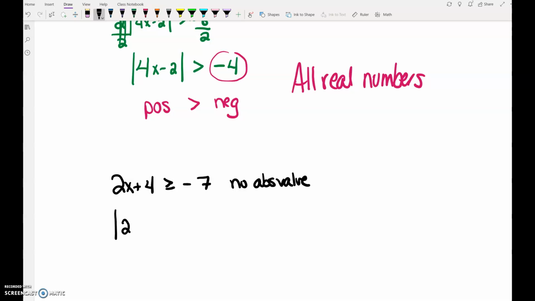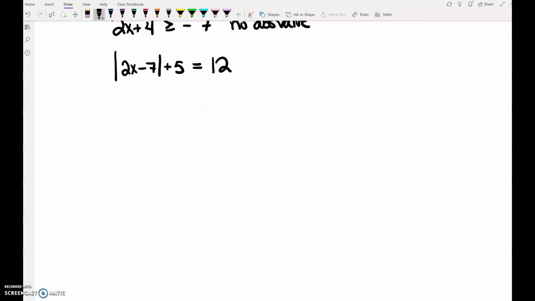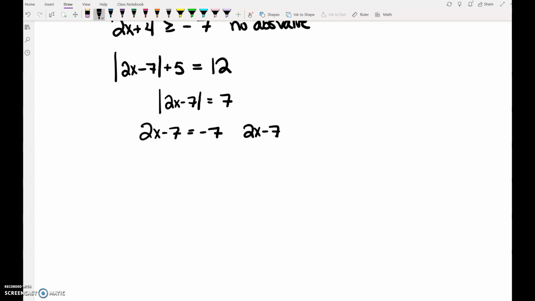I'm also going to give you some problems like this. If it's absolute value equals, you need to isolate the absolute value and then set up two separate equations. So don't forget about setting up two separate equations when it's absolute value equals and solving both of those. And then sometimes you might have to check your solutions. So check your solutions in the original problem.